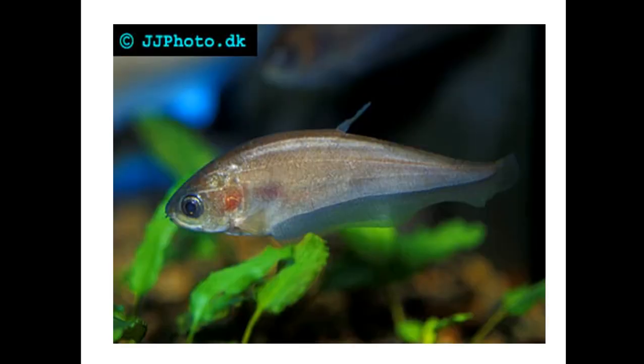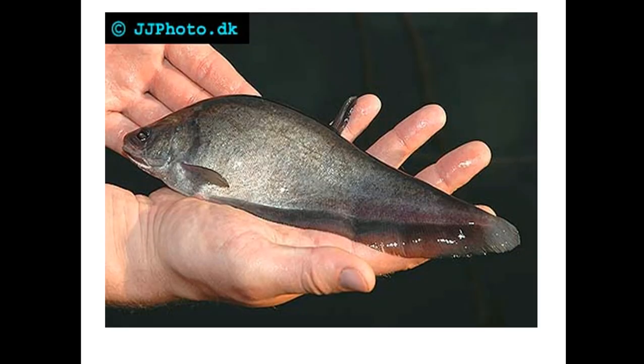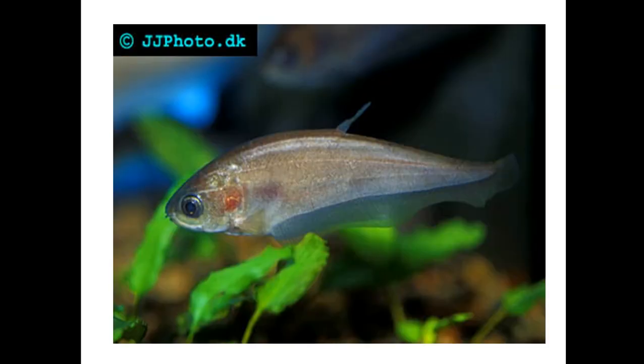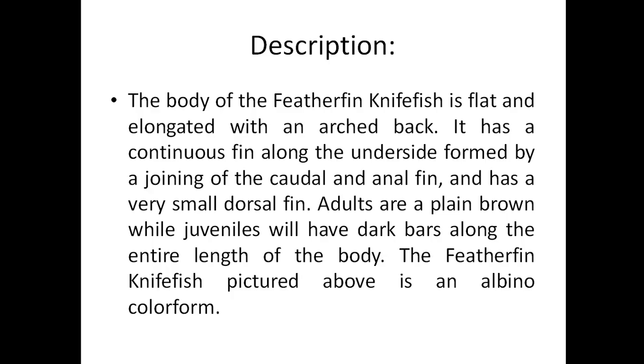So this is the juvenile of the Notopterus fish. This is the adult one, the first one, and the second one is the juvenile. This is also known as featherfin knife fish. Generally, or traditionally, or commercially, it is known as featherfin knife fish. It's flat and elongated with an arched back, hump back.